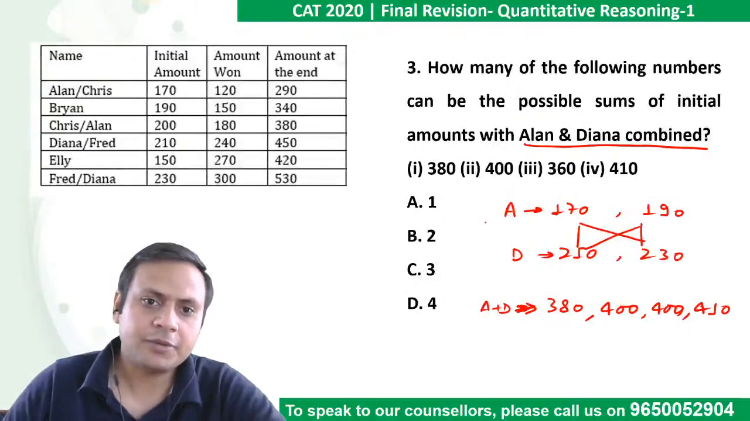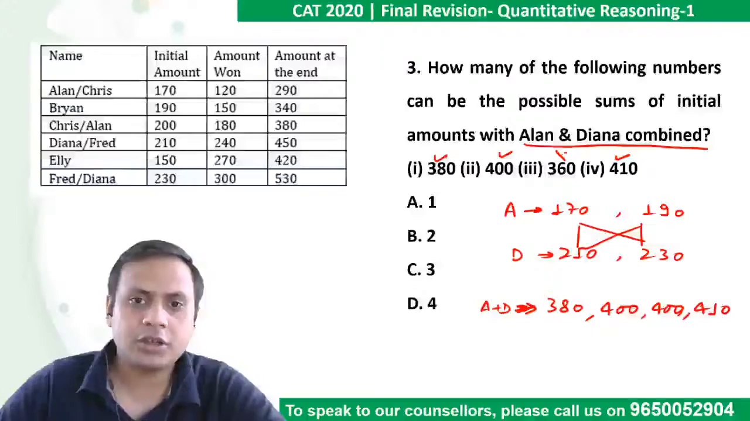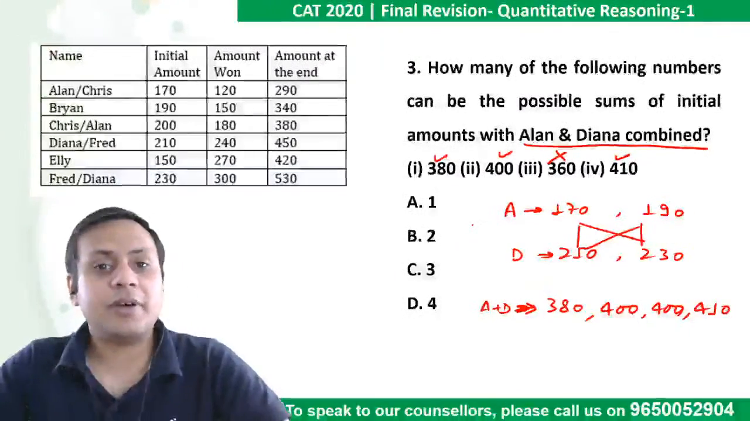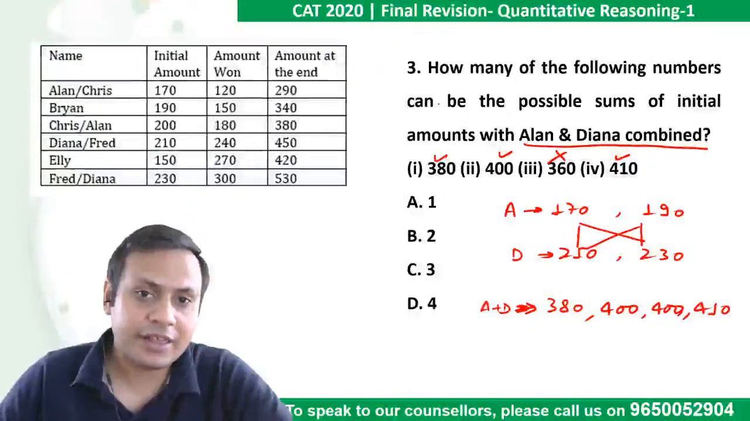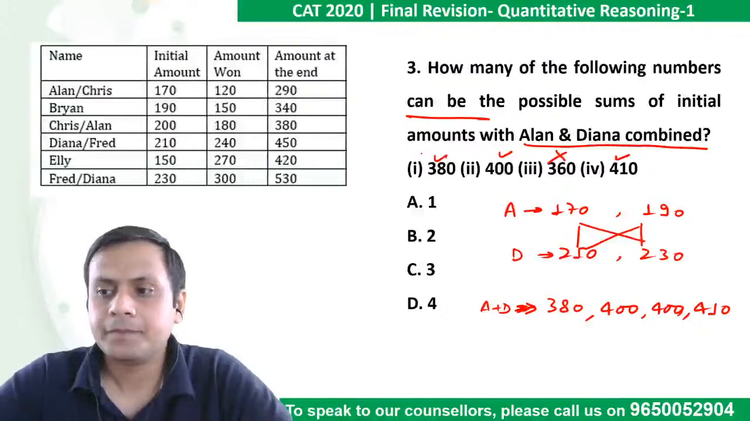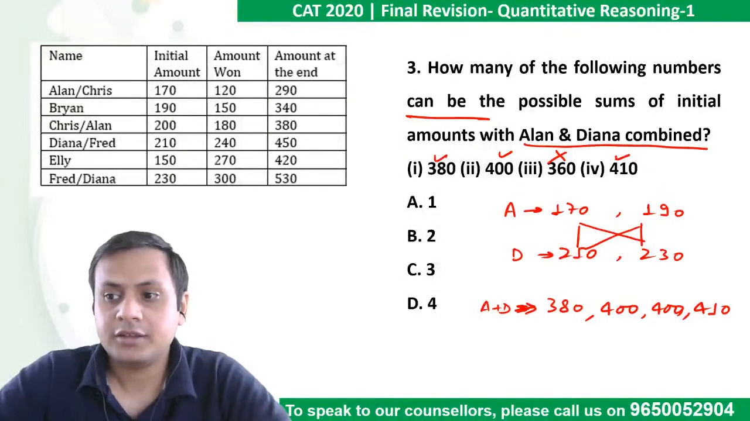So what are possible? This is possible, this is possible, this is possible, but not this. So out of the given 4, how many of the values are possible? Can be. Is it really A? Yes.